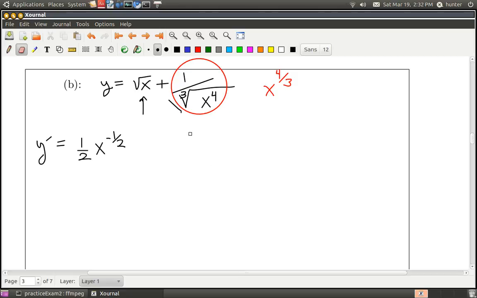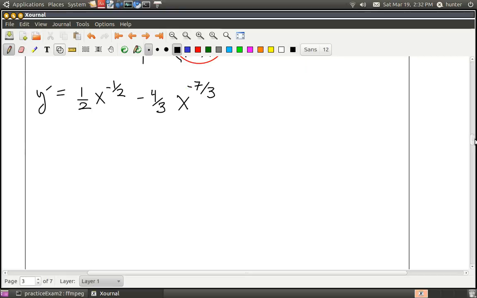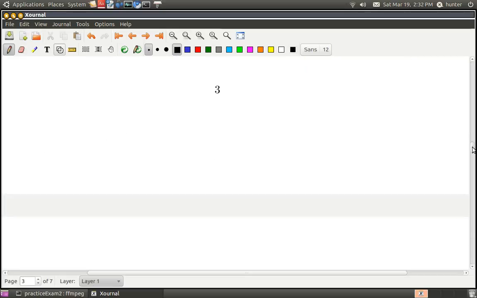Very distracting. And remember that what we really want to do now is just take the derivative of this. So that is minus 4/3 times x to the, now we take away 3/3 and that leaves us minus 7/3. And that's the answer. That one's also very easy. Okay, let's go down to the next thing.